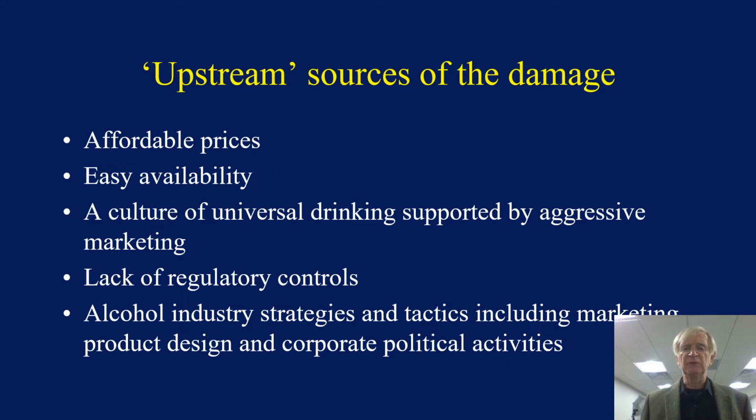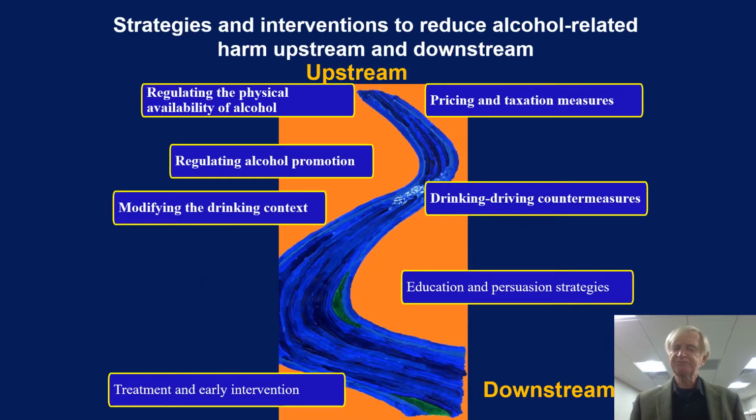So the upstream sources of damage, according to the research, are low prices. Cheap alcohol precipitates more drinking and problem drinking. Easy availability. If it's convenient and they can get it easily, then they drink more. Also, a culture of universal drinking, which is supported by aggressive marketing. If it's expected that people drink and people are encouraged to drink socially and through the media, they drink more. Lack of regulatory controls. We have effective controls that I'll talk about, but when we have weak controls, that contributes to the upstream sources of damage. And finally, the alcohol industry strategies and tactics, including marketing, product design, and corporate political activities, contribute to the upstream sources of damage.